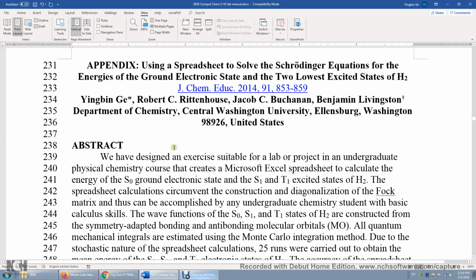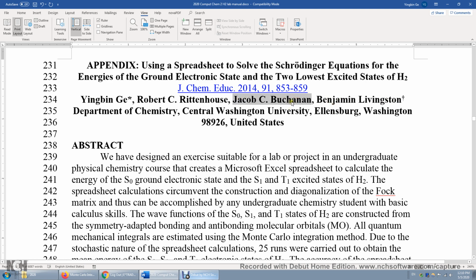All right, over here, this is the appendix. This is a paper published in the Journal of Chemical Education back in 2014, volume 91, pages 853 to 859. And those are the authors. These two are student authors.